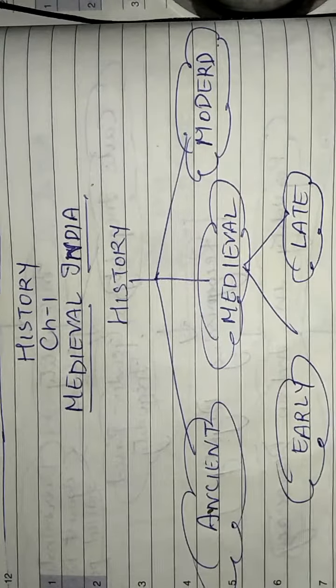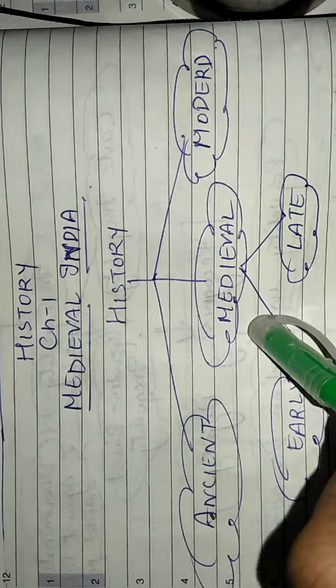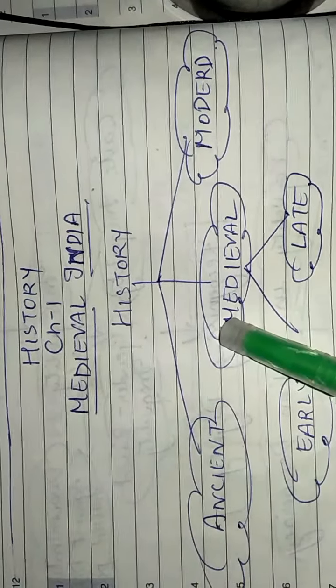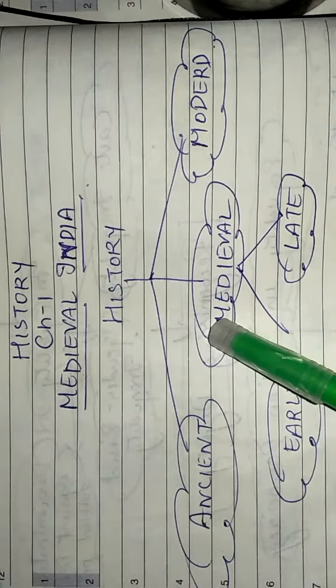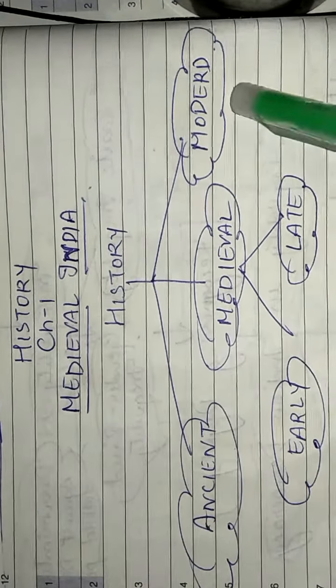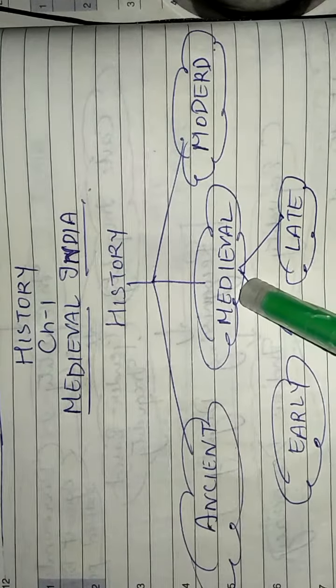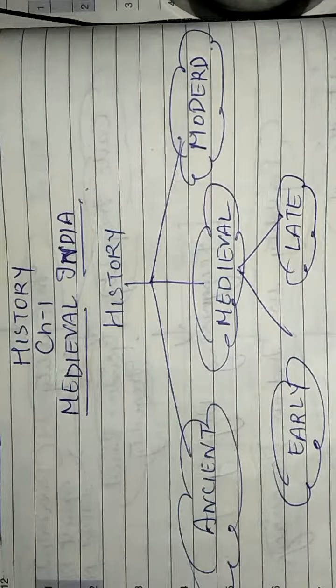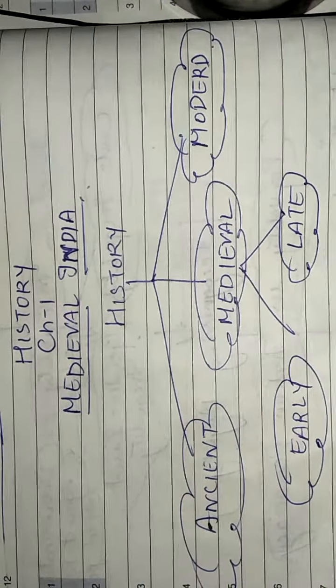It is also known as the middle period or Muslim period, because it is mostly dominated by the Muslim rulers. Okay, so medieval is something that is located in the middle. So the period that lies between the ancient and the modern period is known as the medieval period, middle period, or Muslim period. This medieval period is further divided into early medieval period and late medieval period.